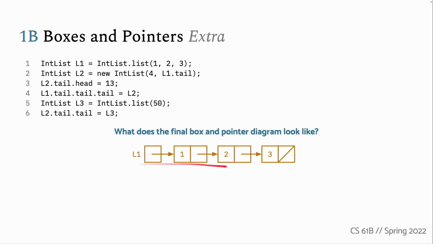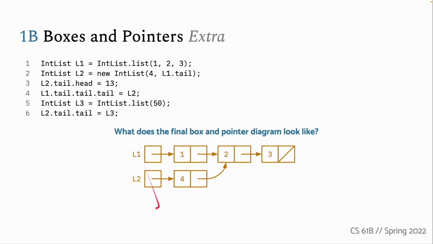So like I said, I gave you that first line. So we start off with 1, 2, 3, made the same way as before. In this line 2, we get to see something that's made the more traditional way. This is going to make a single int list node. So it's going to have a head of 4, and the tail is going to point at L1.tail. And what is that? This is L1, this is L1.tail, so it's going to be pointing at this 2 node, just like that.